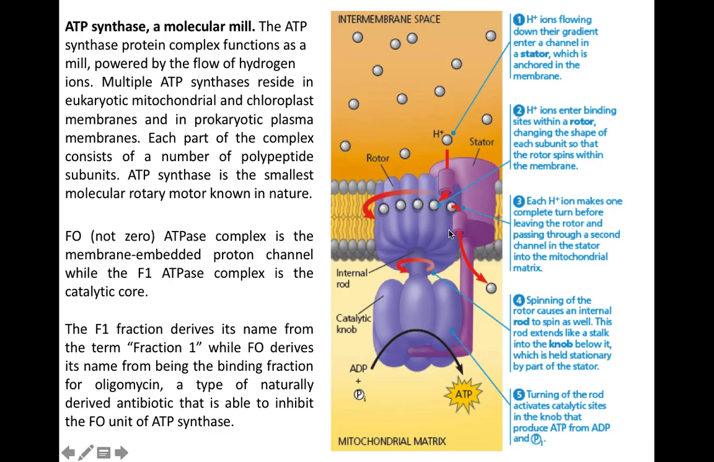Stator is fixed, has got two channels. Proton enter from one channel, bind to the rotor at a binding site, rotate it, and then they come out of the second channel into the mitochondrial matrix. This movement of rotor rotates the internal rod, and movement of the internal rod inside the catalytic knob, which is fixed, leads to the activation of catalytic sites inside this catalytic knob, and these catalytic sites can then become functional, and they can convert ADP into ATP molecules. So this is how ATP synthase generates ATP from ADP by the proton motive force.